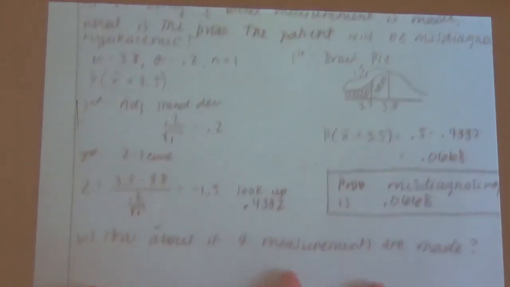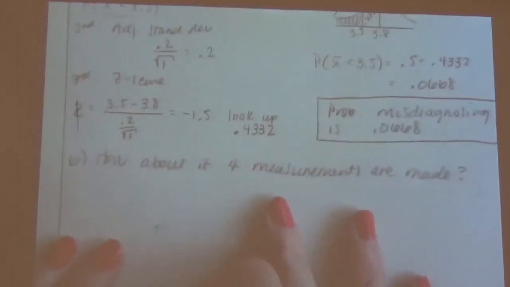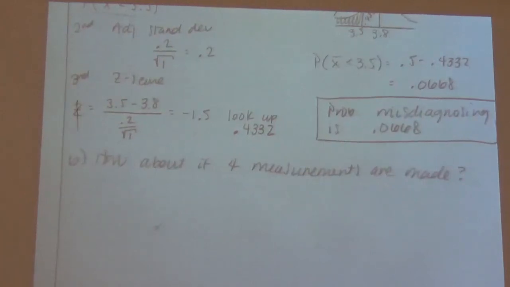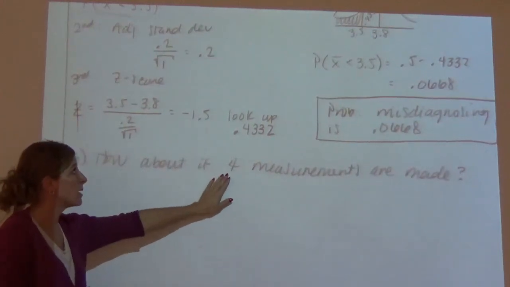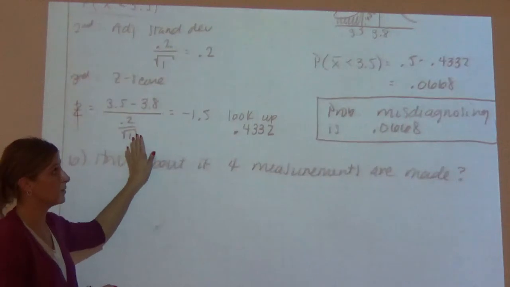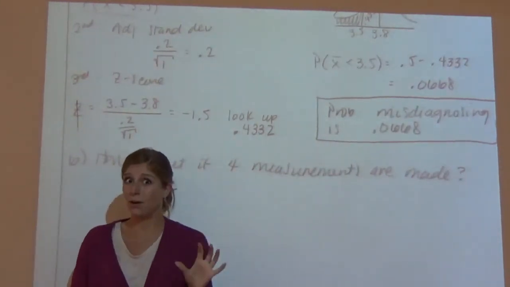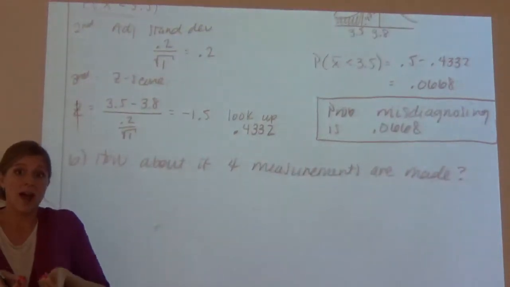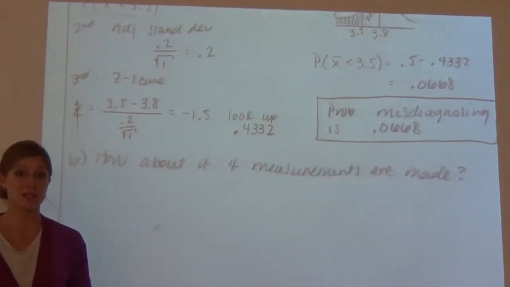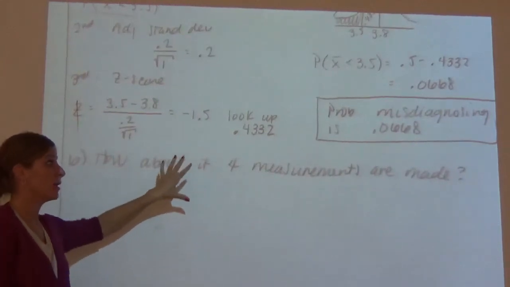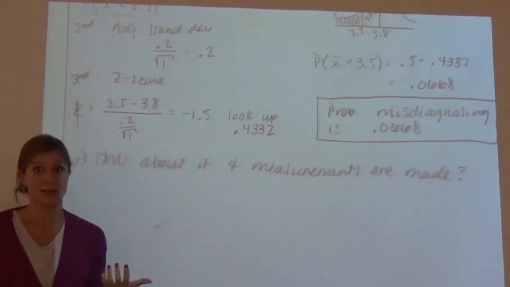So let's continue with this example, but let's see what happens if we make 4 measurements. Thinking about this intuitively, what do I think is going to happen? If we're taking 4 measurements, remember it becomes more and more accurate, closer and closer to normal. So theoretically, with more measurements my standard deviation is going to be even smaller, so the probability of misdiagnosing would be even less. But let's go through the process and see that that is actually true.